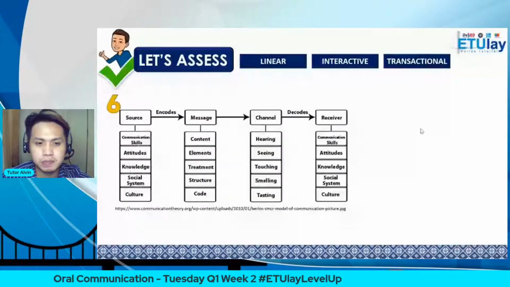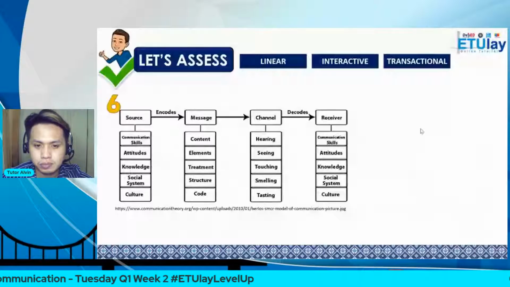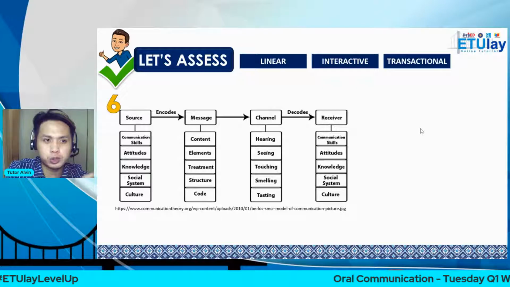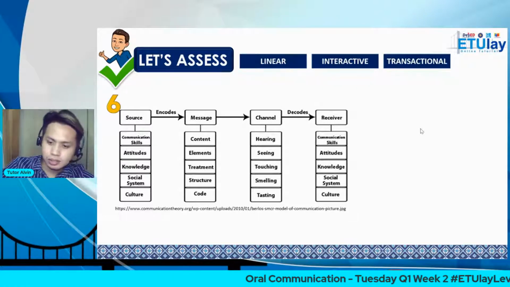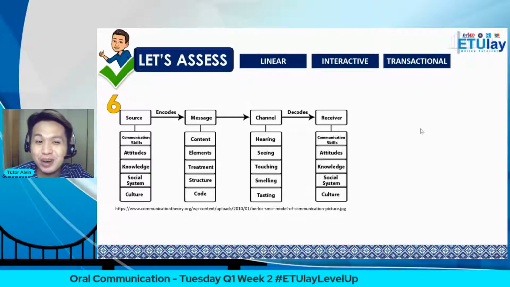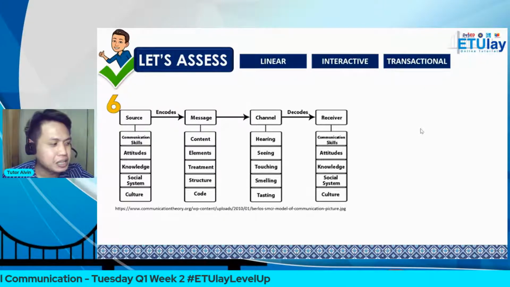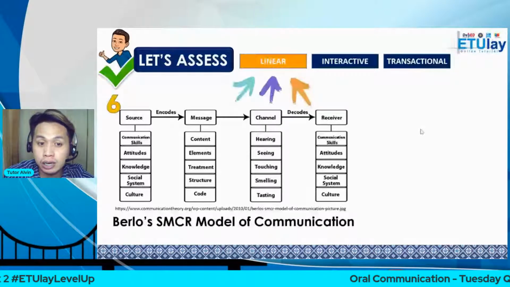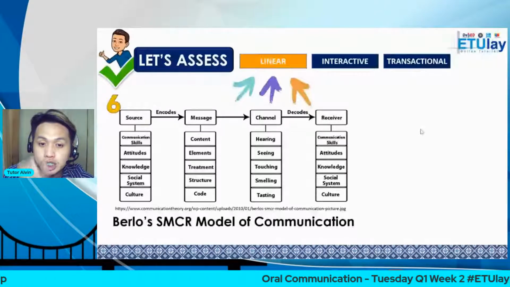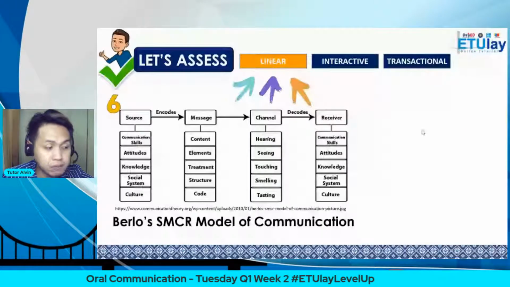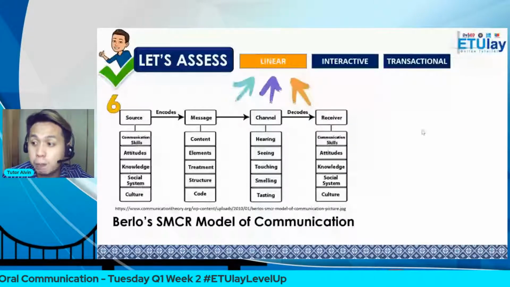Number six. This is, from source to the receiver. From source to the receiver. Yes, it is a linear model. And it is the Berlo's SMCR model. SMCR is source, message, channel, and receiver. The Berlo's SMCR by David Berlo follows the linear model also.